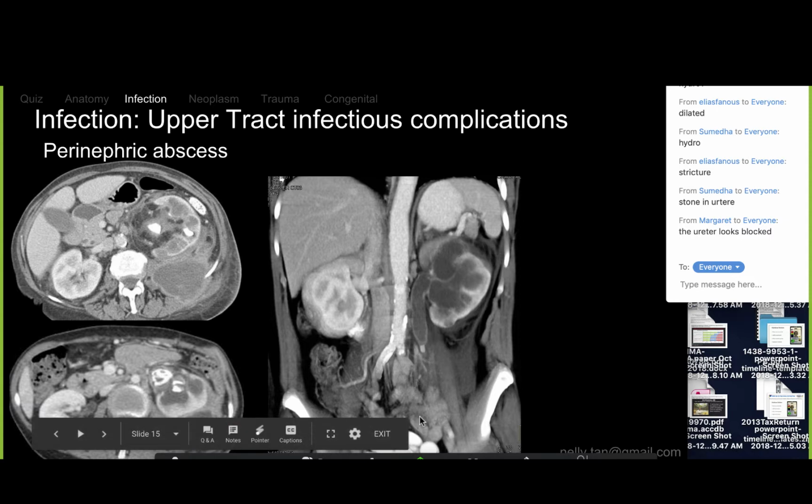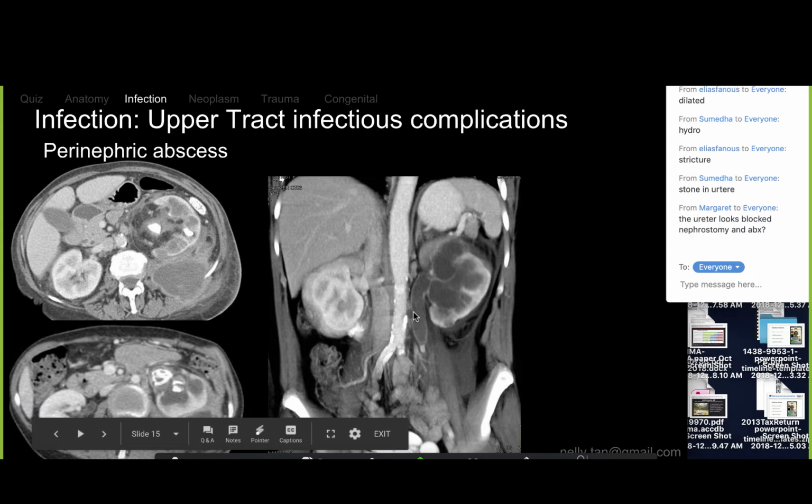So patients typically, what do you do? So a patient comes in and the imaging finding shows this. What do you do next? Any guesses? Nephrostomy and antibiotics.